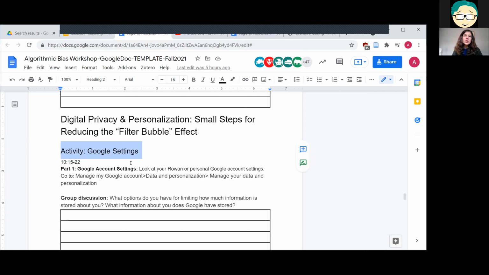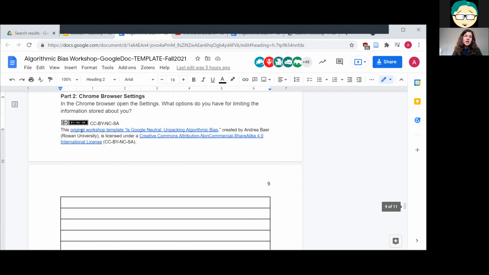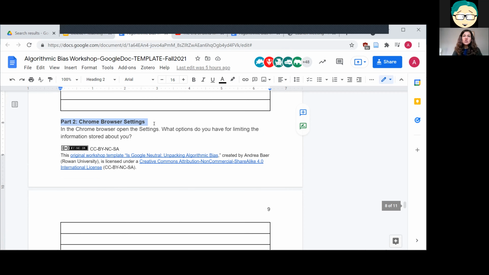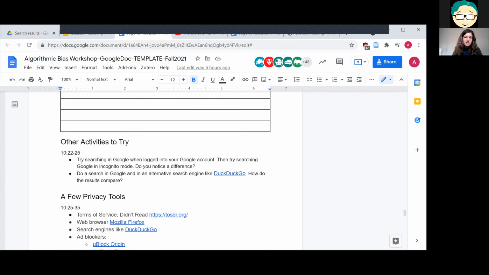So we have a look and we think about what you can do, like settings you can change to limit how much personal information is being stored about you. And then we also do a similar exercise with Chrome browser settings, where we look at what options there are for limiting the information that's being stored about people. There are some other activities that I suggest people can do outside of the workshop, but we usually don't have time for them. So searching when logged into or out of a Google account, or searching with another search engine like DuckDuckGo.